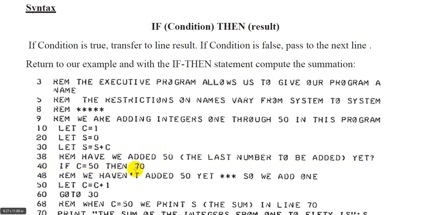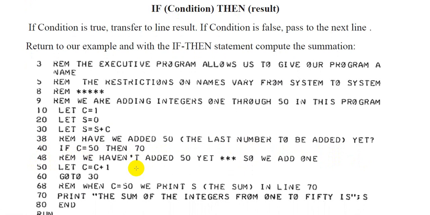40 If C equals 50, then 70. We just go straight to 70 and print the sum of the integers from 1 to 50 as the double quote, comma S. This is the summation S given by the equation S equals S plus C, as you can see by the 30 step procedure. 40 indicates that if C equals 50, then 70.